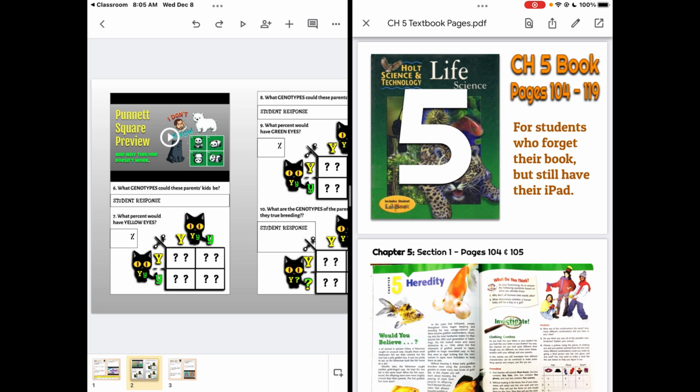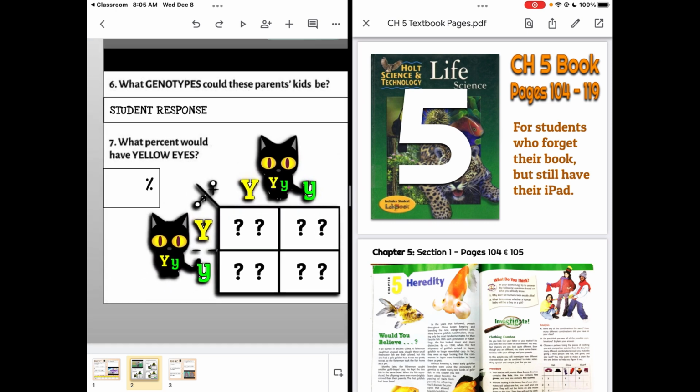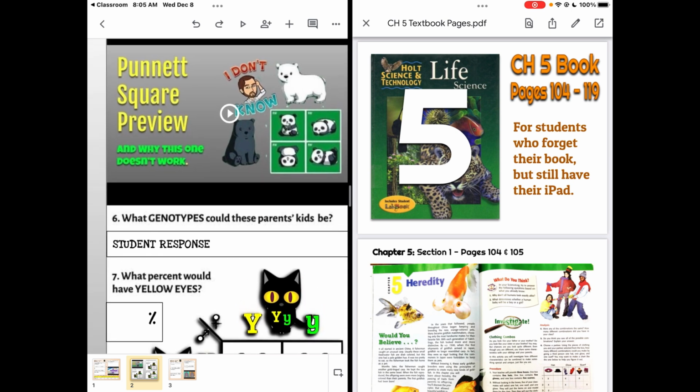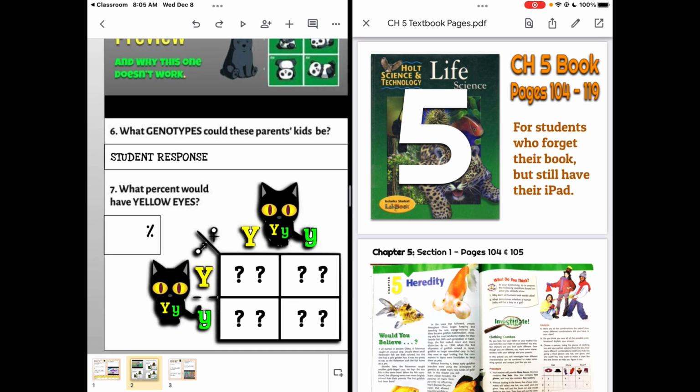And for the Punnett Squares, the outside of a Punnett Square represents the parents, and the inside represents what the kids can be. So genes come in pairs, and so if each parent can give one of 2 things, 2 times 2 is 4, there are 4 boxes of what the kids could be. So what genotypes could these parents' kids be? This won't make sense until you watch the video. But a genotype means the pair of letters, and a phenotype means what will they look like. In this case, what percent would have yellow eyes.